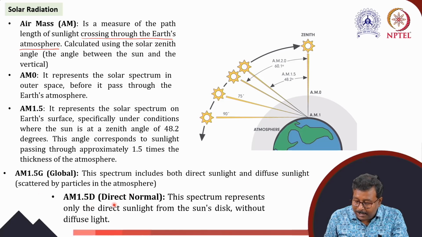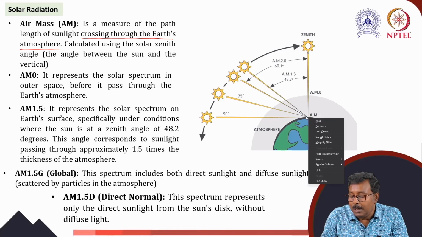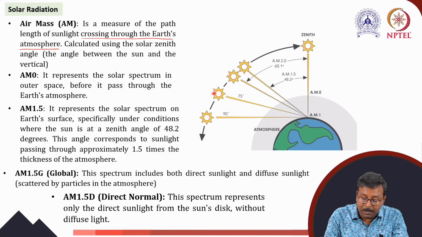And AM1.5D, the direct one, represents only the direct sunlight from the sun's disk, without diffuse light. But mostly AM1.5G is suitable for calculation, because light reaching the Earth's surface may come directly, and some portion comes through scattering by particles in the atmosphere. So the total radiation reaching the Earth's surface should be taken in the calculation of solar cell parameters. These are the standards of solar radiation.